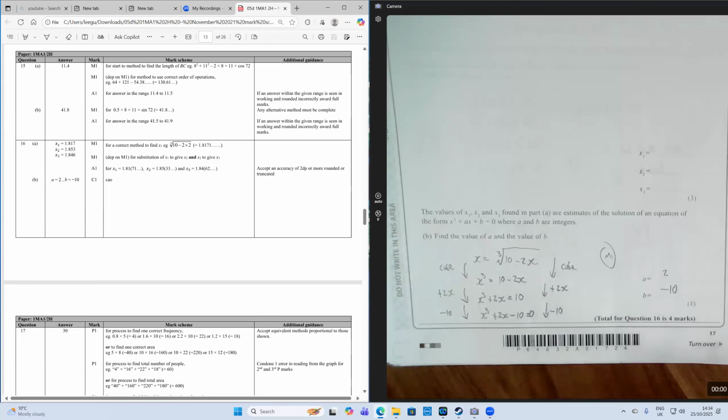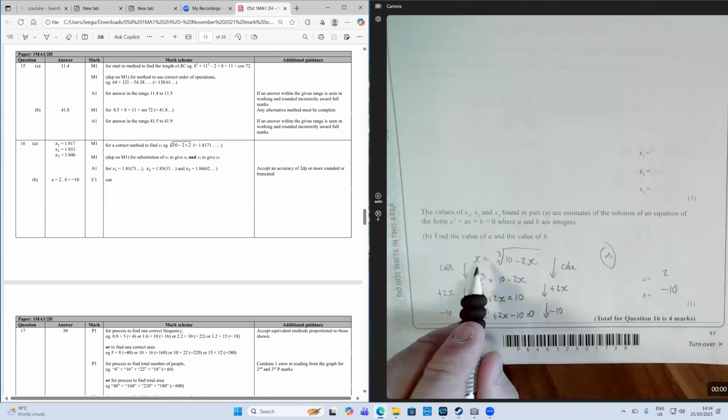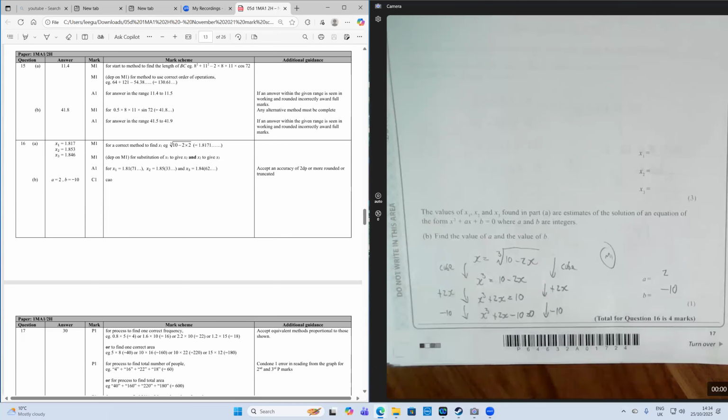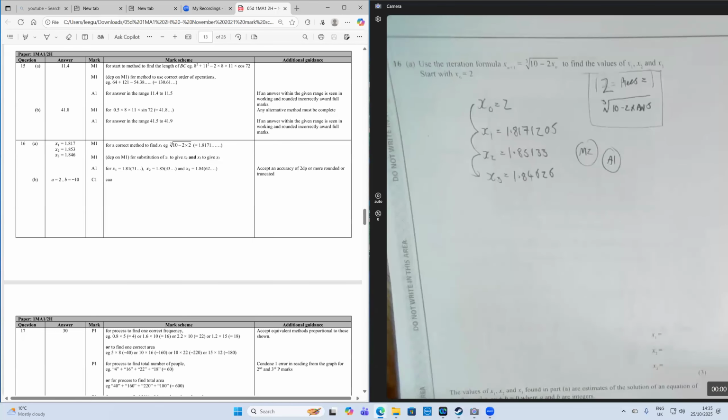So let's rearrange it back into the required form. Firstly, to undo the cube root, we're going to cube it. So that's step 1, we're going to cube both sides. So x cubed is equal to 10 minus 2x. The second step is we're going to add 2x to both sides. So x cubed add 2x is 10. And then finally, subtract 10 off both sides. So we now have x cubed plus 2x minus 10 equals 0. So our a is 2 and our b is minus 10. And that's what they want for the end of question 16.